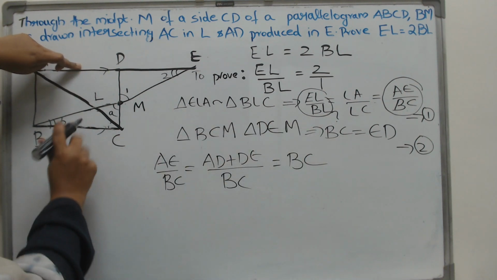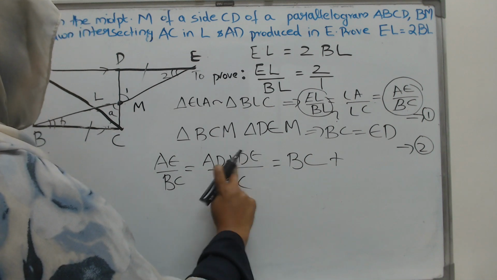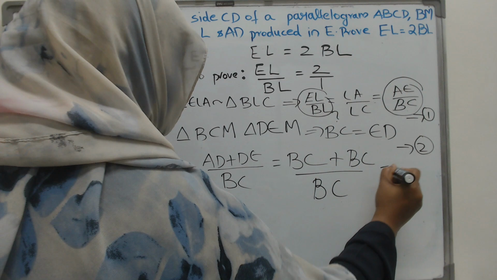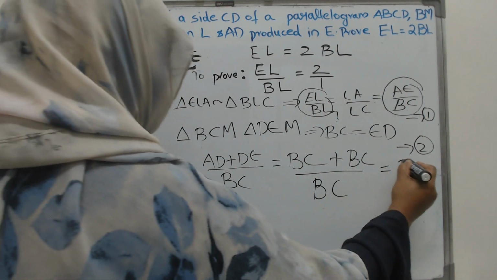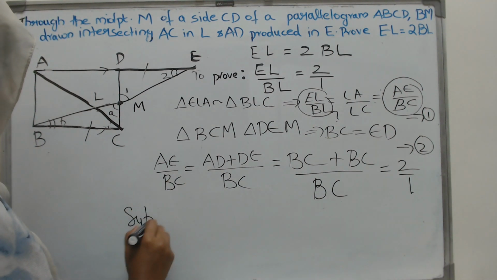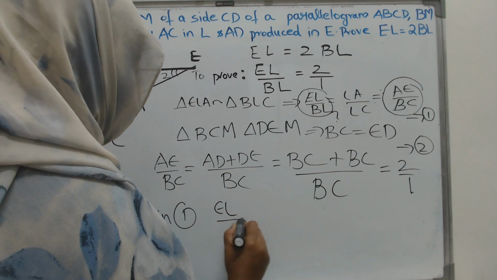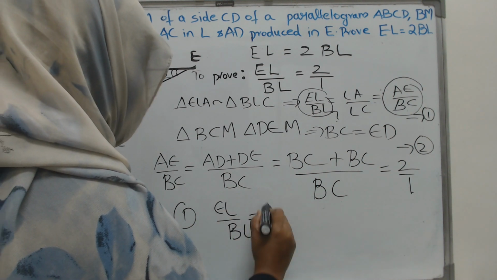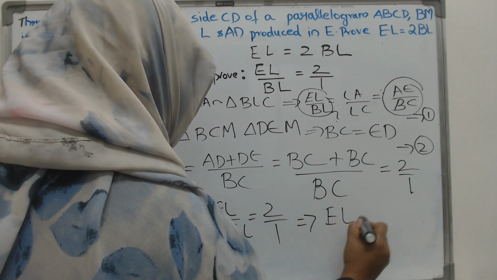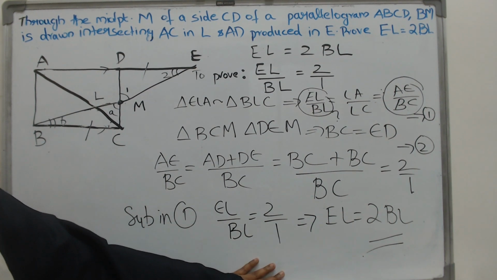And then what have we proved? We have proved that BC is equal to DE. So there also, instead of DE, put BC. So this is what? 2BC by BC, which means 2 by 1. Or in other words, substituting in 1, what do you get? EL by BL is also equal to 2 by 1. Or in other words, EL is equal to 2 times BL. So this is the result that we were looking for.